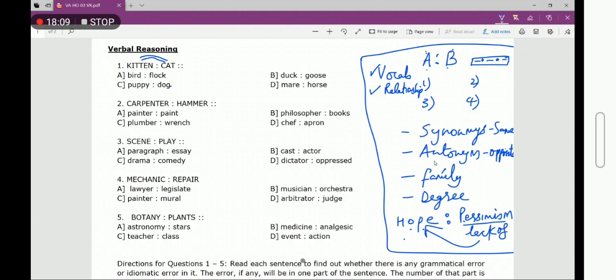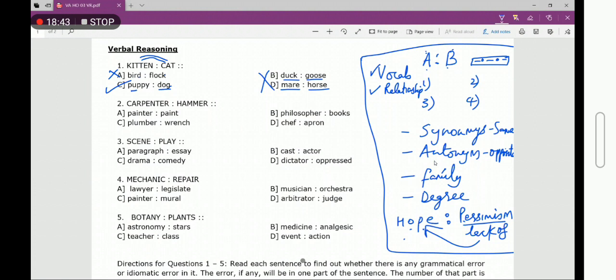Now bird and flock: a group of birds is called a flock, but it's not that flock is the parent of bird, so that is not correct. Duck, goose, again not correct. Mare, horse, again. If you don't know things like these, what is a female horse, what is a male horse, what is a duck, what is a goose, they are not parent relationships, so wherever there is no parent relationship, it's wrong. Puppy and dog, this is a parent relationship, isn't it? I think most of you gave this correct.